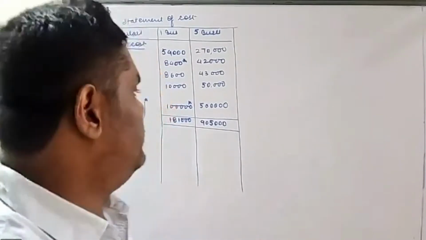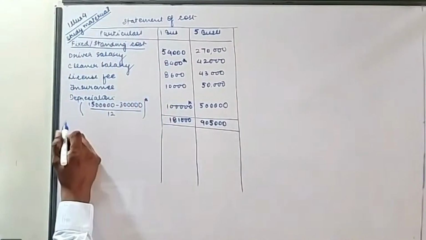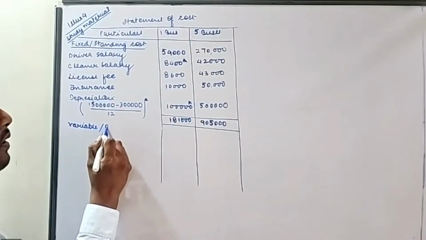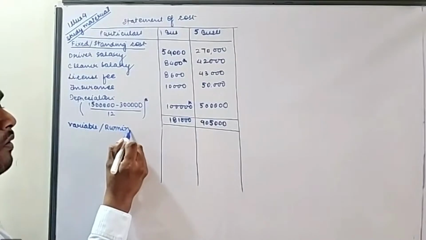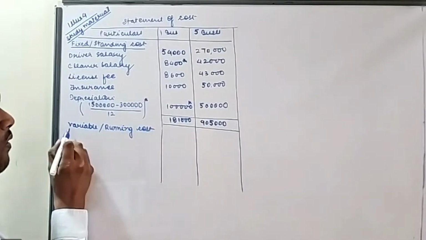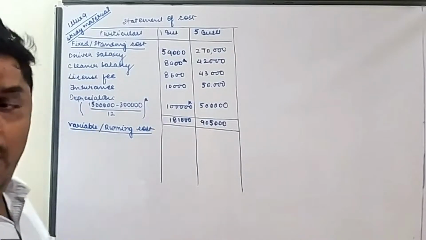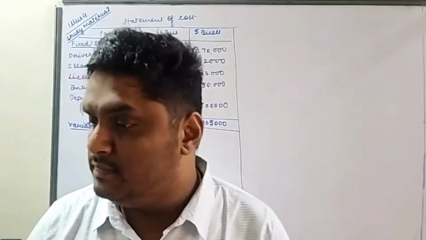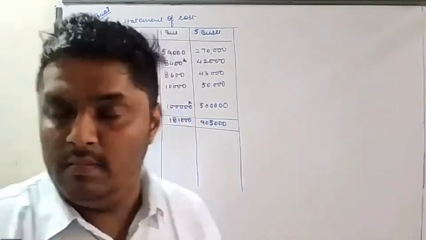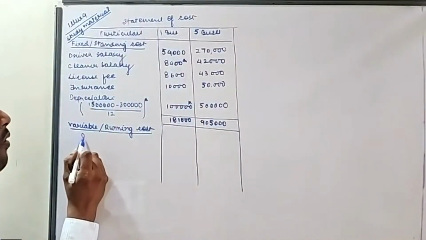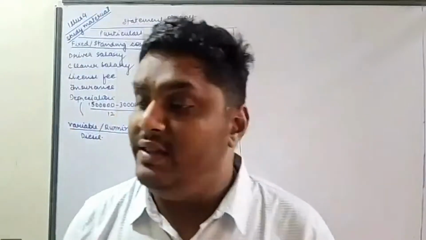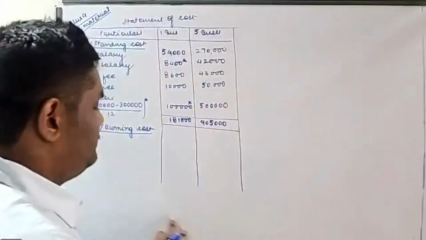So let's proceed further. Now, next is variable or running cost. When talking about variable cost and running cost, I think it's only the diesel cost. And for diesel calculation, we have to calculate the distance traveled. So let's start now with the calculation of kilometers.